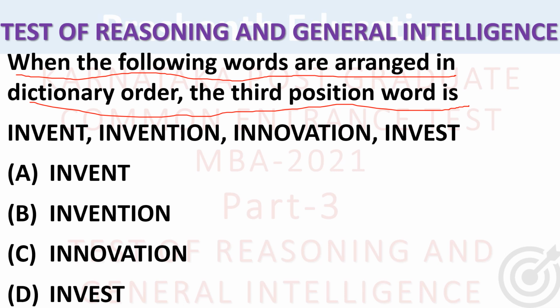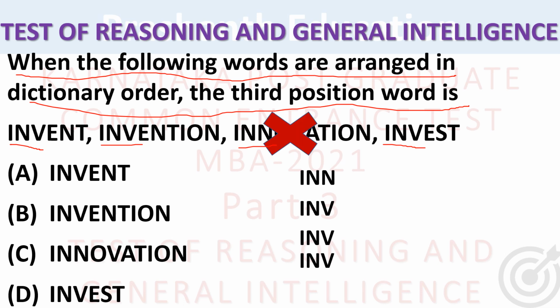Now let's look at the commonality between all these words. INV is common, INV is common, INN. So you need to see that V comes at the last, N comes at the beginning of the alphabet. So INN will be in the beginning, INV will be the last. So we can easily tell that innovation is not there. Why? Because we are looking for the third word, and innovation is the first word, so we are not interested in it.